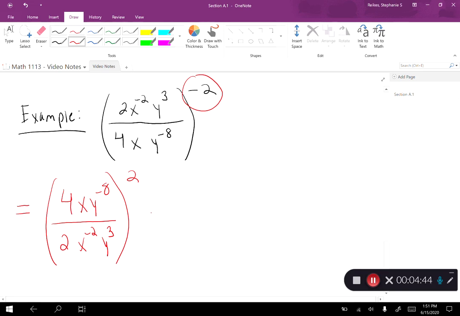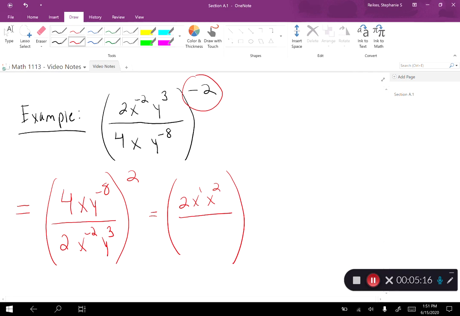Next, I like to simplify the inside stuff. So, 4 divided by 2, my coefficients, that's going to be 2. Then I have x to the 1 over x to the negative 2. My rule of thumb is always bring the smaller number to the bigger number. So negative 2 is smaller, so x to the 1 stays. X to the negative 2 moves, and when I move it to the other side of the fraction, it becomes positive.